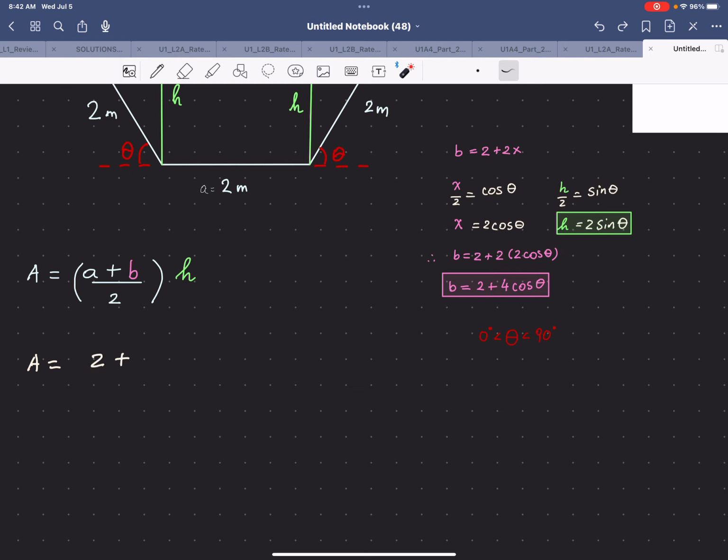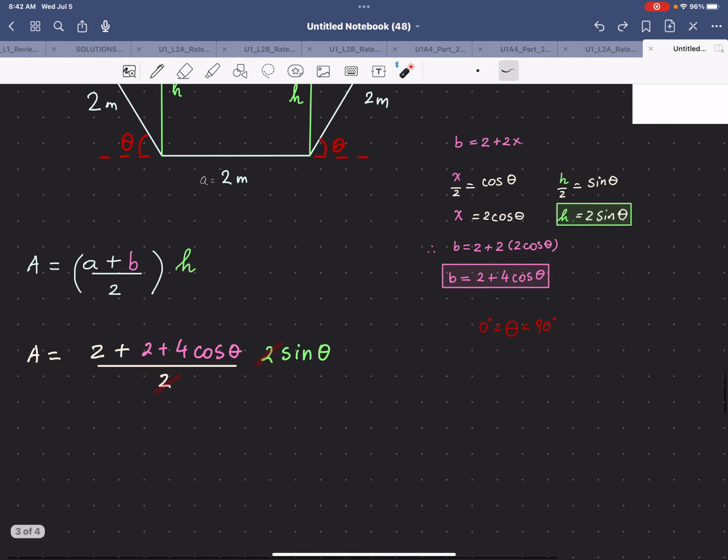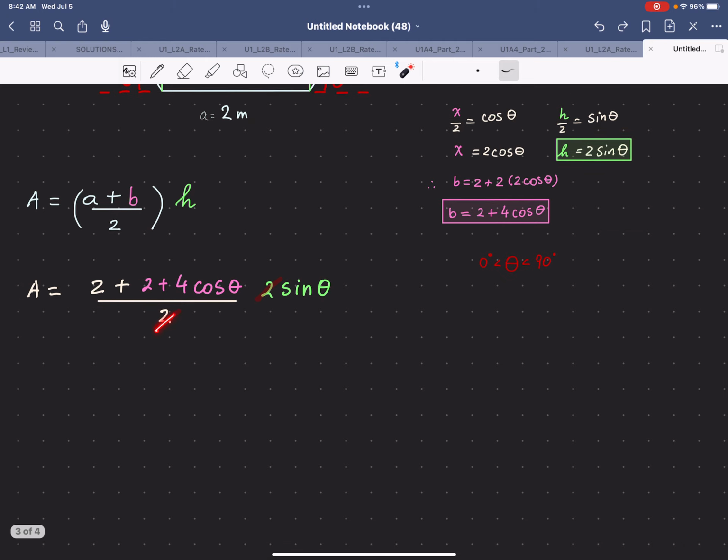So let's substitute into the area formula. The value of A is 2. The value of B is 2 plus 4 cosine theta. All of it is divided by 2 and multiplied by height, which is 2 sine theta. So we'll simplify the formula before we differentiate. Notice that 2 and 2 will simplify, and that will give us the area in a more simplified form as 4 plus 4 cos theta times sine theta.